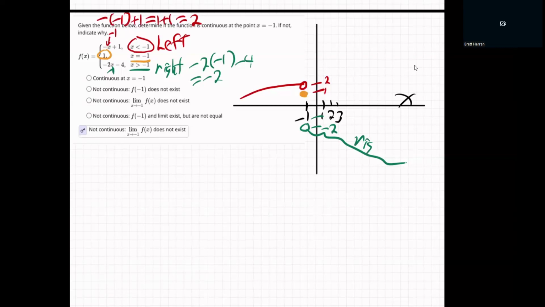So on the right side, it's at a height of -2. On the left side, it's coming in at a height of +2. And then right at the point, it's hitting the height of 1. Okay, so what does that mean?